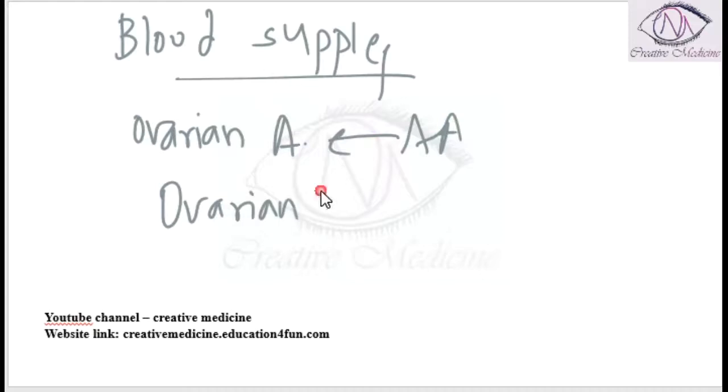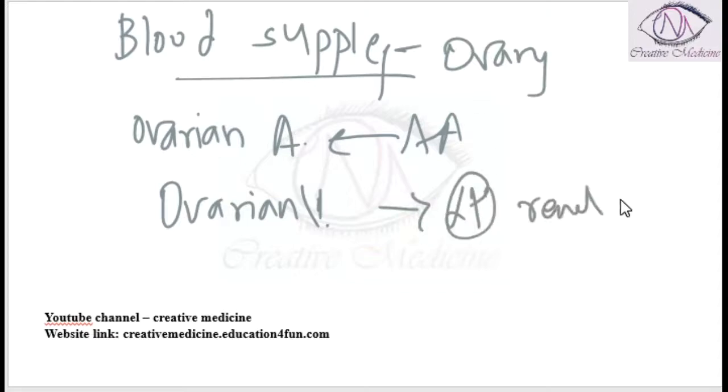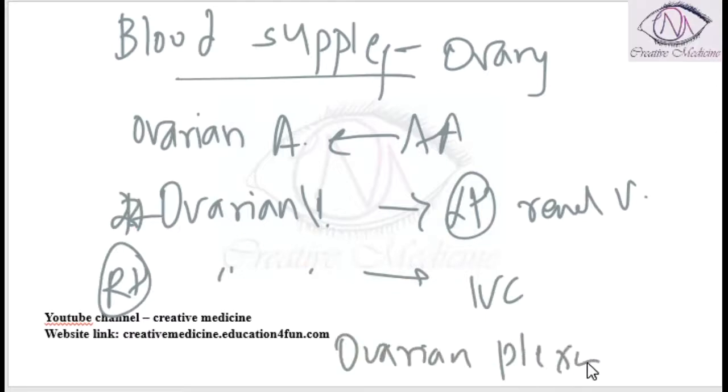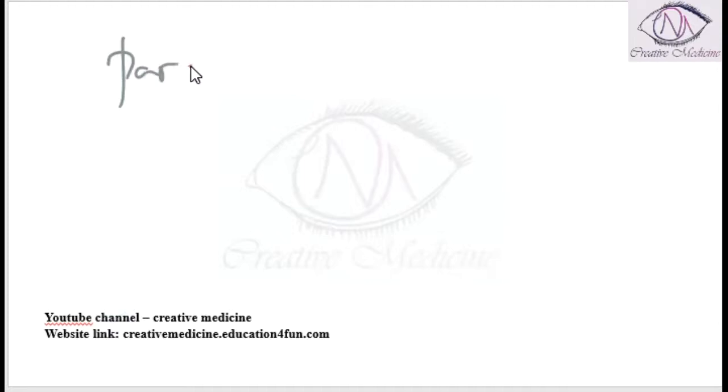In the ovarian vein, on the left side, the ovarian vein drains into the left renal vein, and the right side drains into the inferior vena cava. Nerve supply of the ovary is by the ovarian plexus. Lymphatic drainage of the ovary is by the para-aortic lymph nodes.